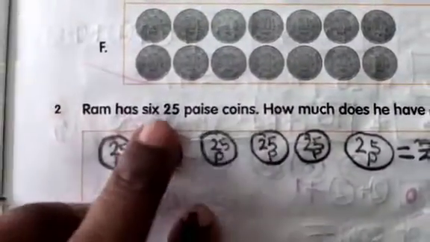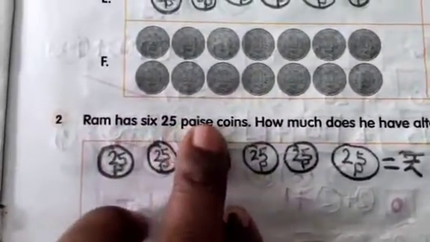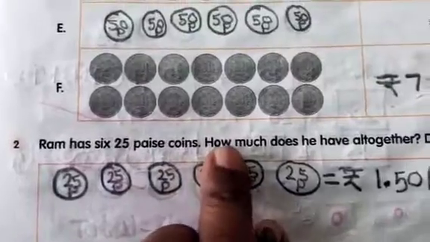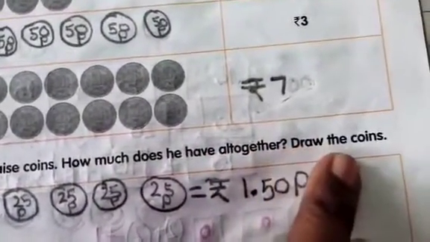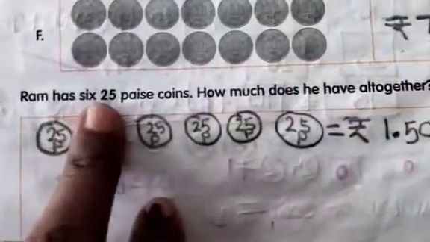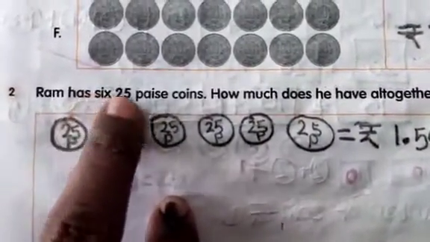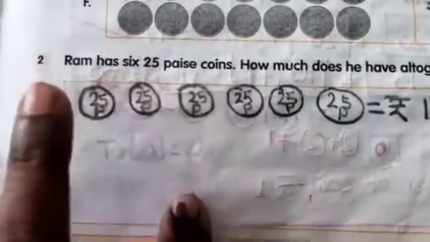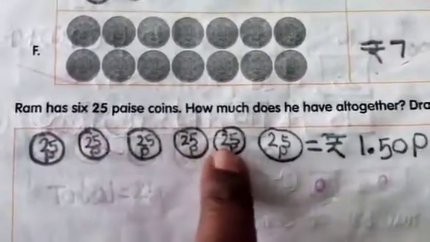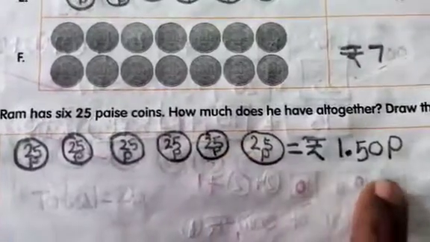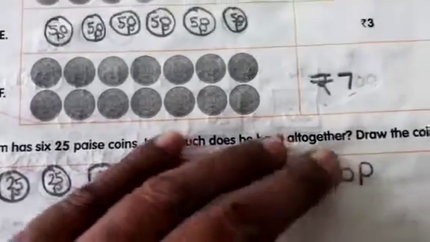Okay. Ram has 6 25 paisa coins. How much does he have altogether? Draw the coins. So 25 paisa, 6 he had. So 50, 1 rupee, 50, 1 rupee, 50 paisa.